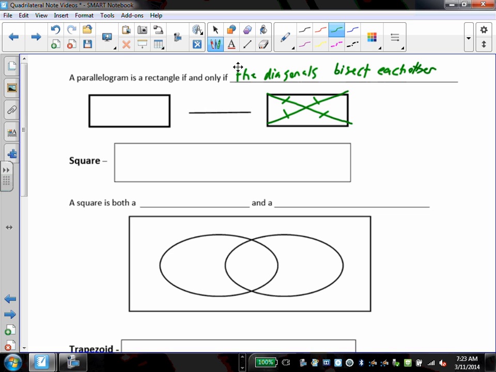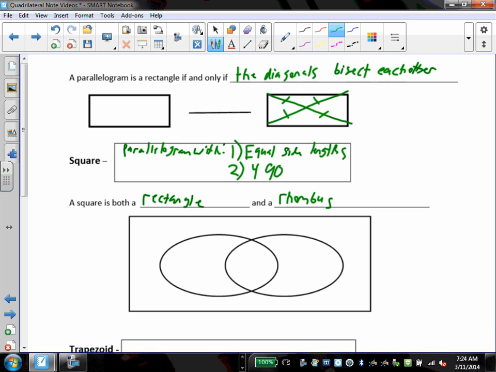Okay, so that's rectangle. Square is like the combination of a rhombus and a rectangle. A square, actually that's what I have right here, so I'll write that in right now. So it's a rectangle and a rhombus, which means that it's a parallelogram with two big features. One, equal side lengths. And two, four 90-degree angles.